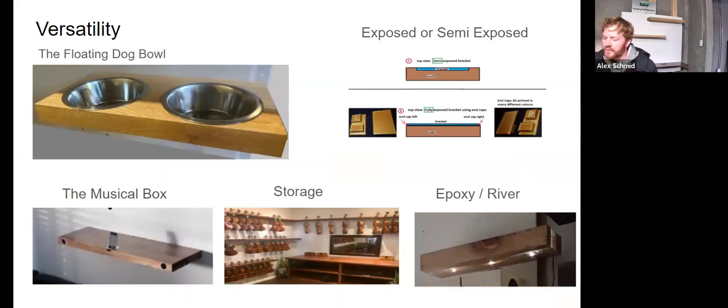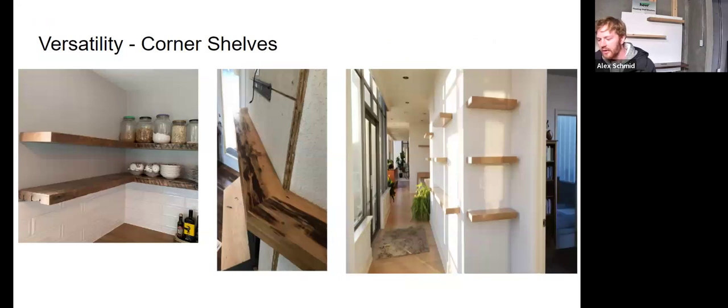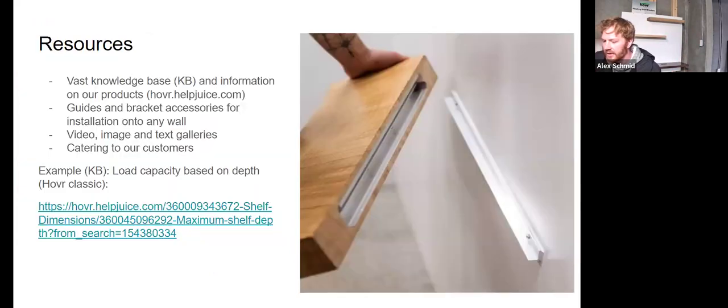Here are just a couple more examples of things you can do with our bracket system, hidden or not hidden. That's really not doable with other bracket systems. Corner shelves are also easy, again with that adjustability from left to right. You can just butt those up against each other or miter them if you really want to. Both are options, but it's definitely easy to do.